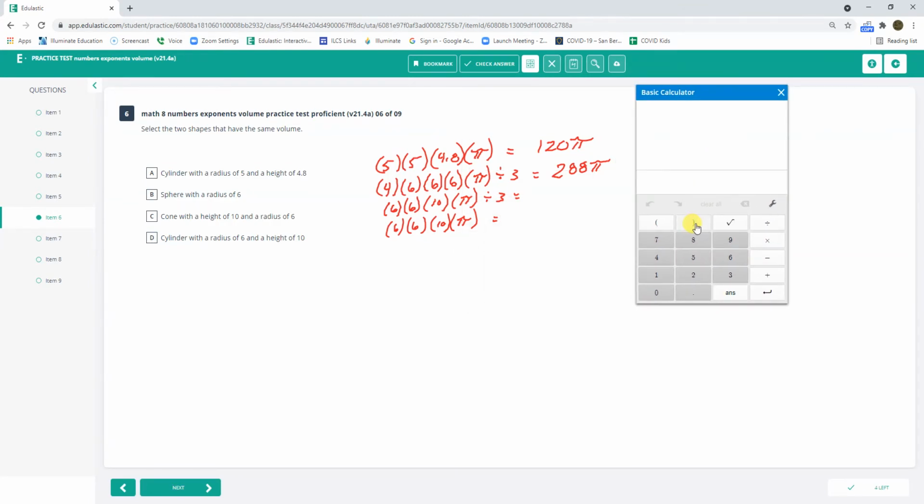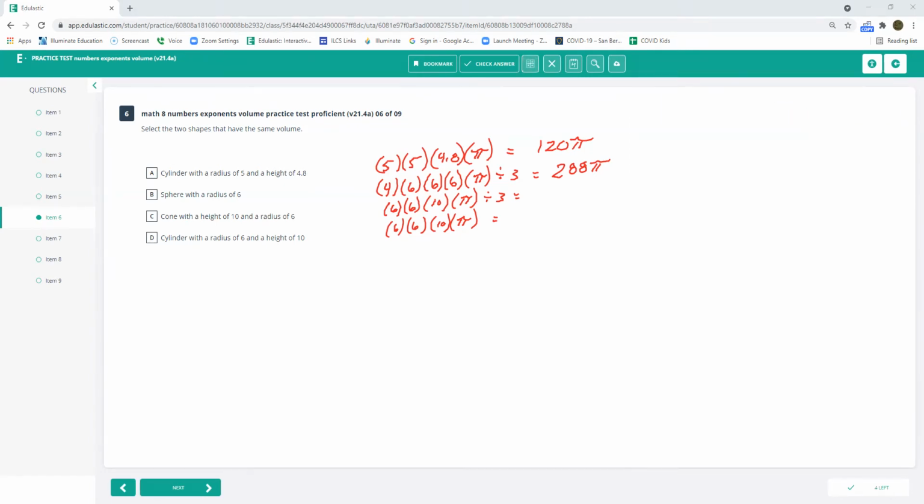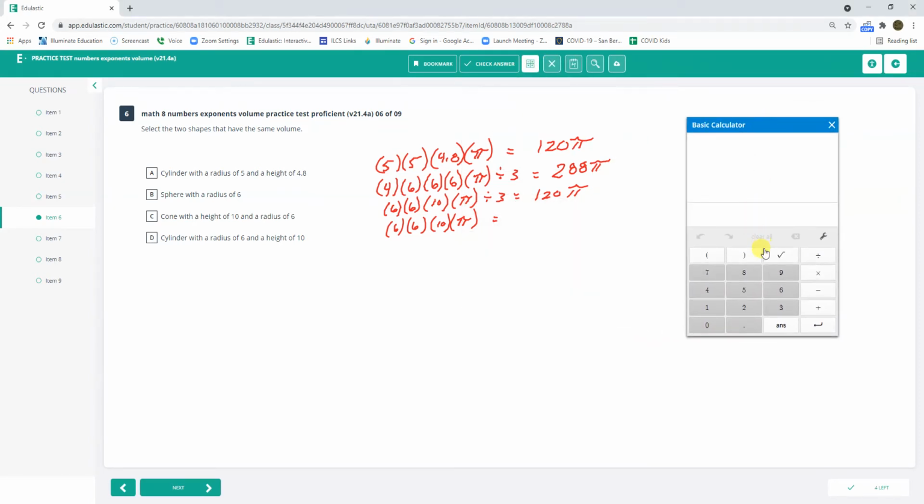Six times 6 times 10, 6 times 6 times 10 divided by 3, 120 pi. And so it sure feels like it's going to be C and A, but let's finish it off. Six times 6 times 10, so 360 pi.